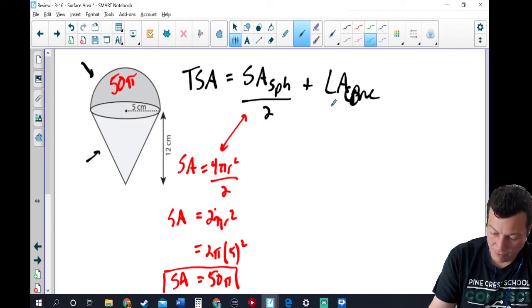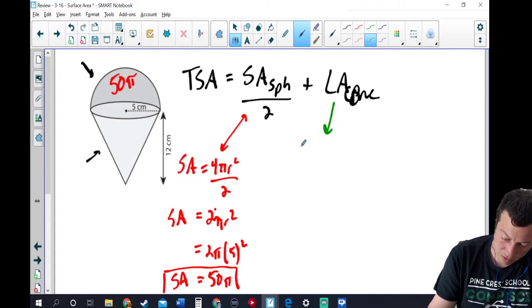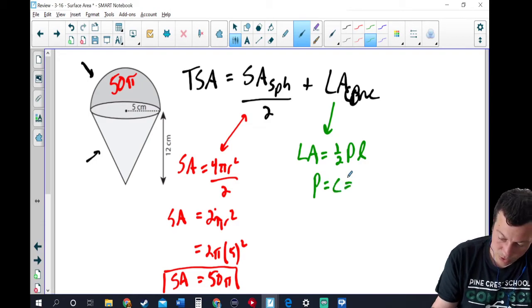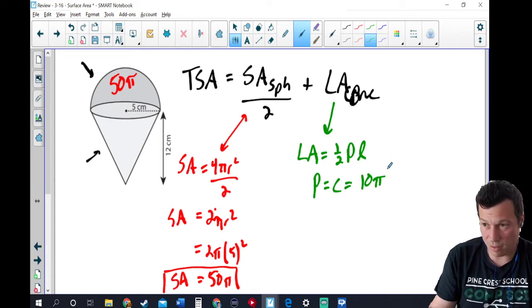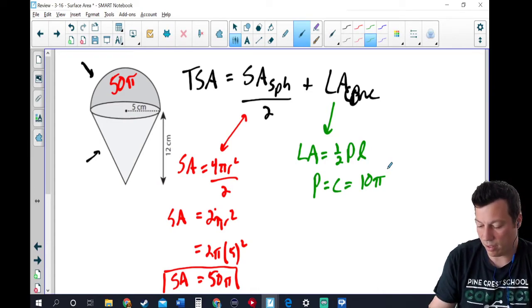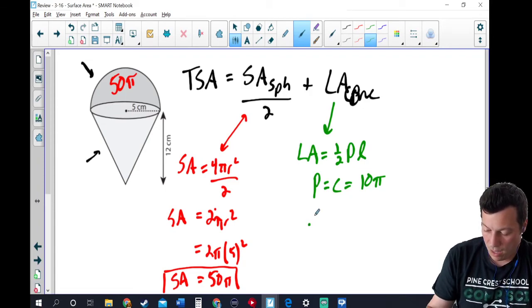All right, now we need to find the lateral area of our cone. Well, we know the lateral area of our cone is just the first part of the formula. It's just 1/2 PL. So the perimeter of the base is just the circumference, which in this case is 2 pi r, which is just going to be 10 pi, right? Because the radius is 5, double it to 10 pi. It's going to be our P. And then we have the slant height. Well, that actually is going to be this.